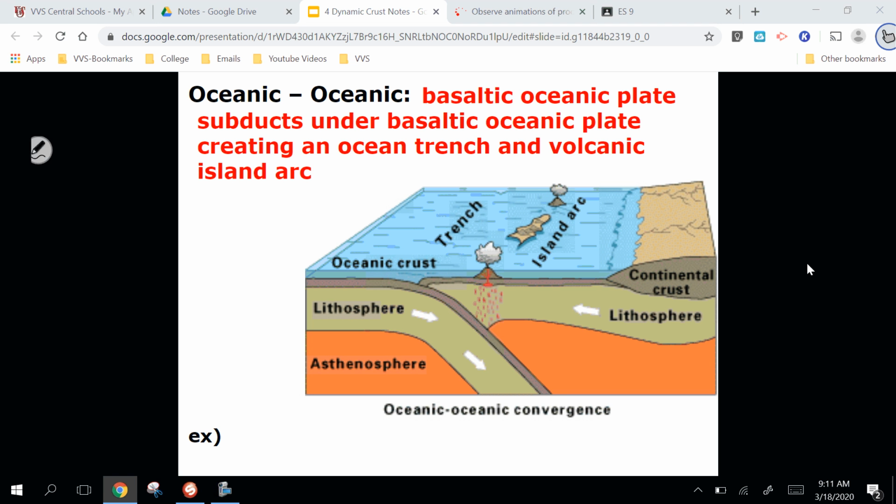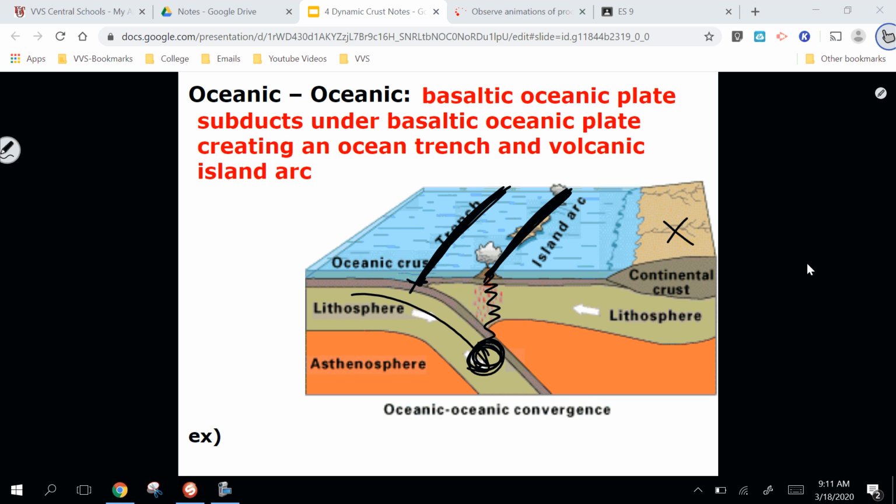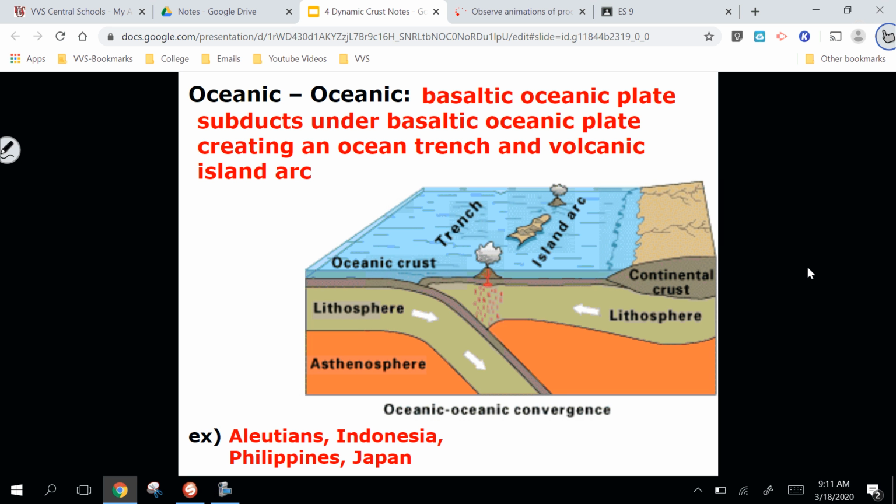We've got a plate going underneath another plate, pulls down right here on this plate, and creates a trench at the bottom of the ocean there, and it also melts here, and the magma rises up, but then we get a chain of volcanic islands here. It's not over here on the continent anymore, okay? It pops up out here in the ocean. Some examples of that are the Aleutian Islands off Alaska, Indonesia, Philippines, Japan. These are all volcanic islands out in the ocean.